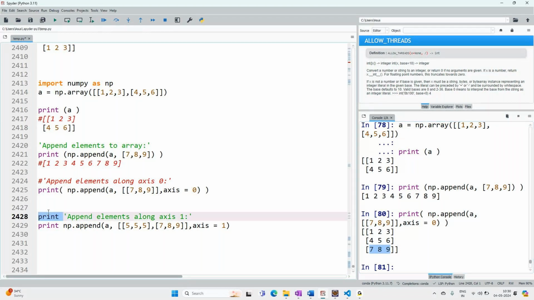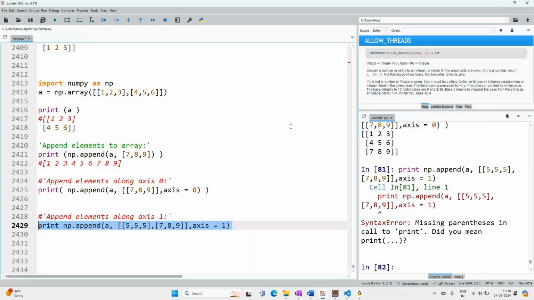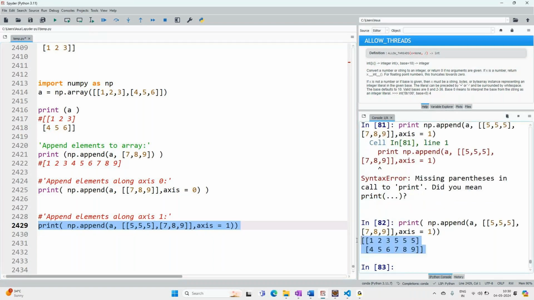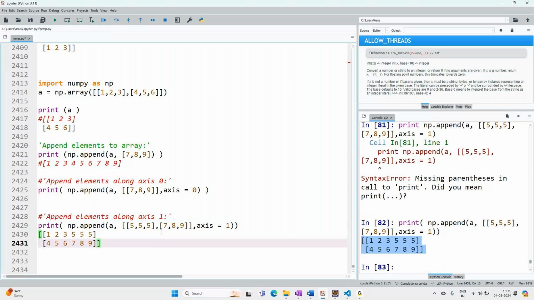Then we go for, okay, append 555. Okay, 1 second. So I will write like this. Now tell me what happened. So it has added 555 and 789 in the axis 1. Axis 1 means horizontal. Okay. So this is how you look at the append.